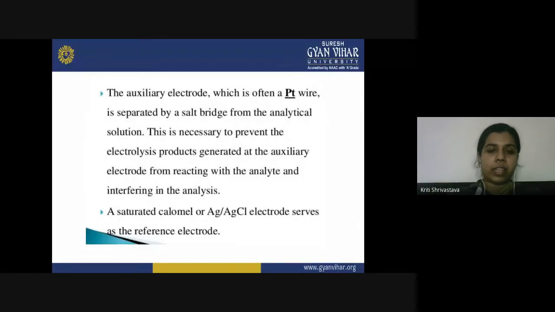So we have the working electrode, the auxiliary electrode, and one more electrode, the reference electrode. In all, we have three electrodes working together here. The reference electrode could be a saturated calomel electrode, or it could be a silver chloride electrode. The simple function of the reference electrode is to behave like a reference. We are measuring the potential.